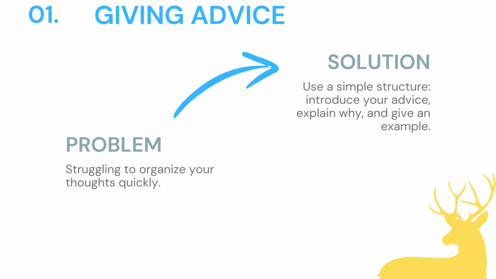For giving advice, one of the common problems is struggling to organize your thoughts quickly. A solution to this problem is to try to use a simple sentence structure and a simple paragraph structure. You want to introduce your advice, explain why, and give an example. So there should be 3 parts to your answer. Introduce your advice, explain why, and give an example.